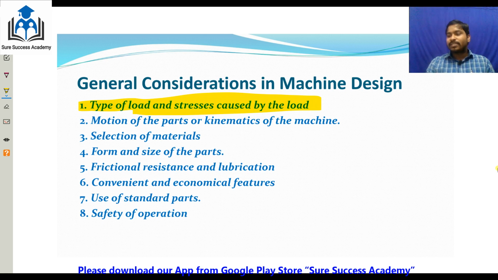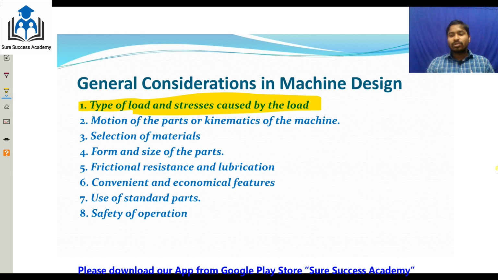The load on the machine component may act in several ways, due to which internal stress will be set up. The various types of load and stresses we discussed earlier in strength of materials: the tensile stress, compressive stress, shear stress, bending stress, and torsional stresses. Based on the type of load acting, you have to calculate the stress developed. The stress should not exceed the permissible strength of the material, otherwise it will fail. So the first consideration is the type of load and the stress caused by the loads.